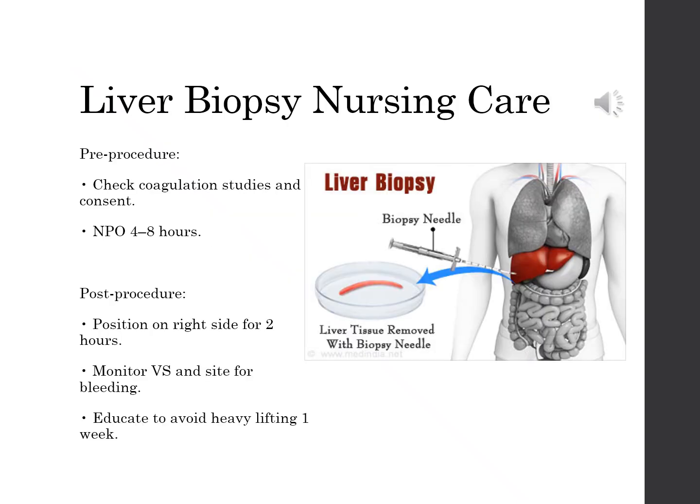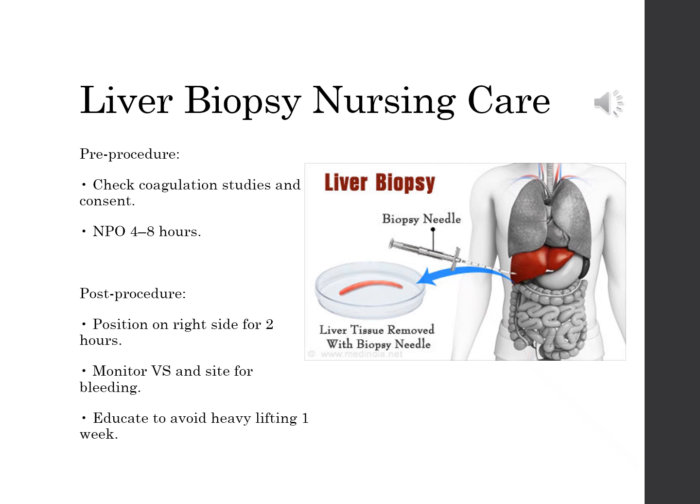Okay, so we'll talk a little bit about a liver biopsy. Pre-procedure, right? Pre-op, we want to make sure we get consent, we educate the patient, we check vitals, make sure they're stable. We want to check coagulation studies and make sure that they don't have any bleeding risks and their lab levels are okay, considering we're going to take a giant needle and put it right into their liver. And you can see that on the slide there.